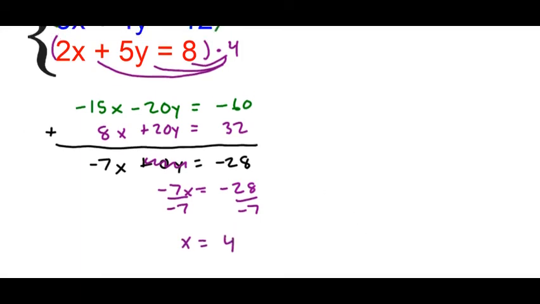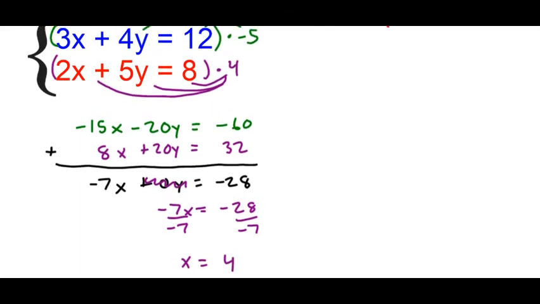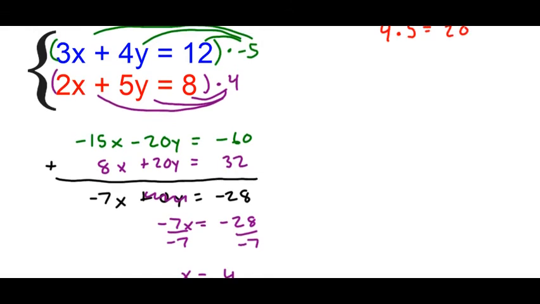So there's my x value. I need to find the y to go with it. Now here's the thing. I can choose to use the green equation, the purple equation, the red equation, or the blue equation to find my y. It doesn't matter. I'm going to choose to use the blue one just because why not?